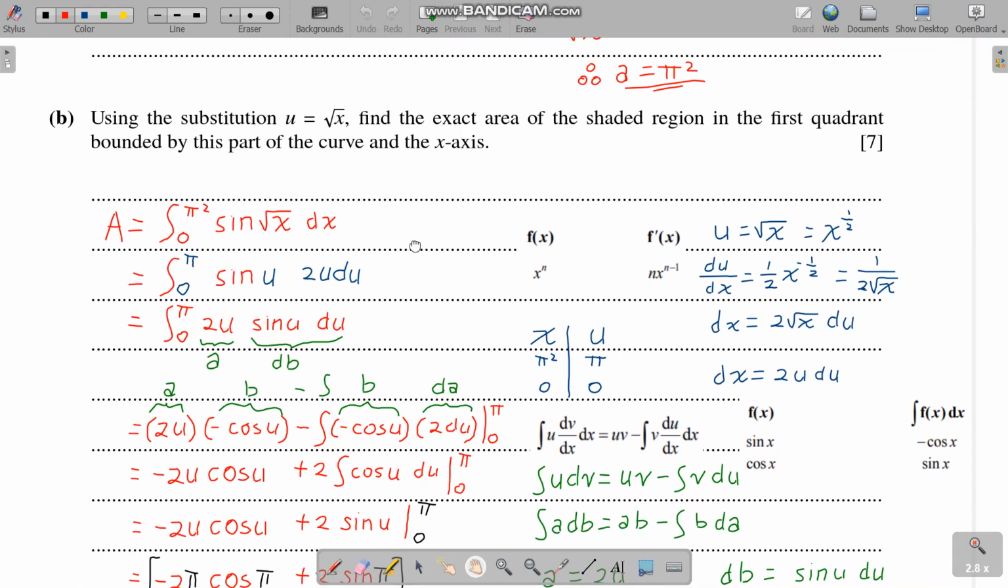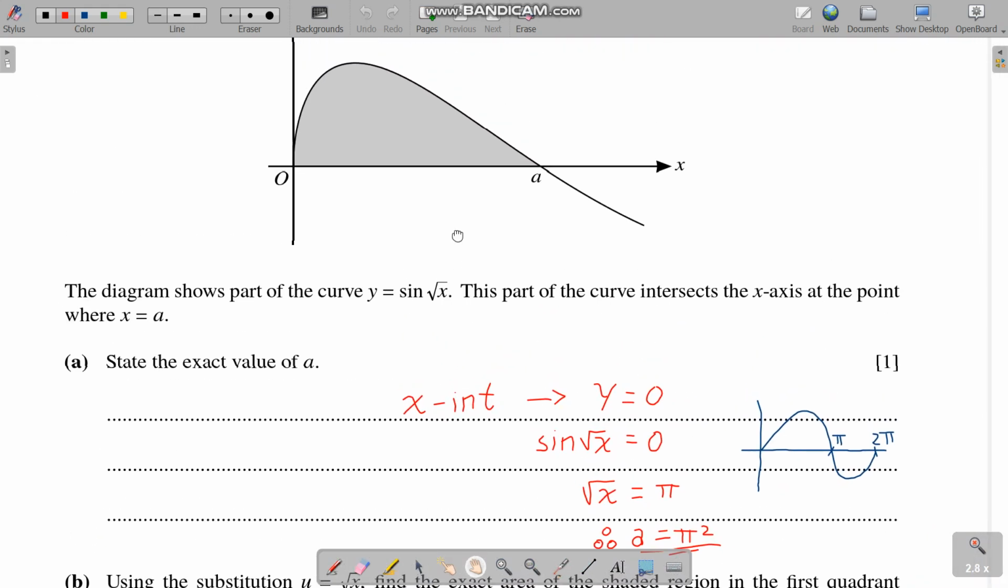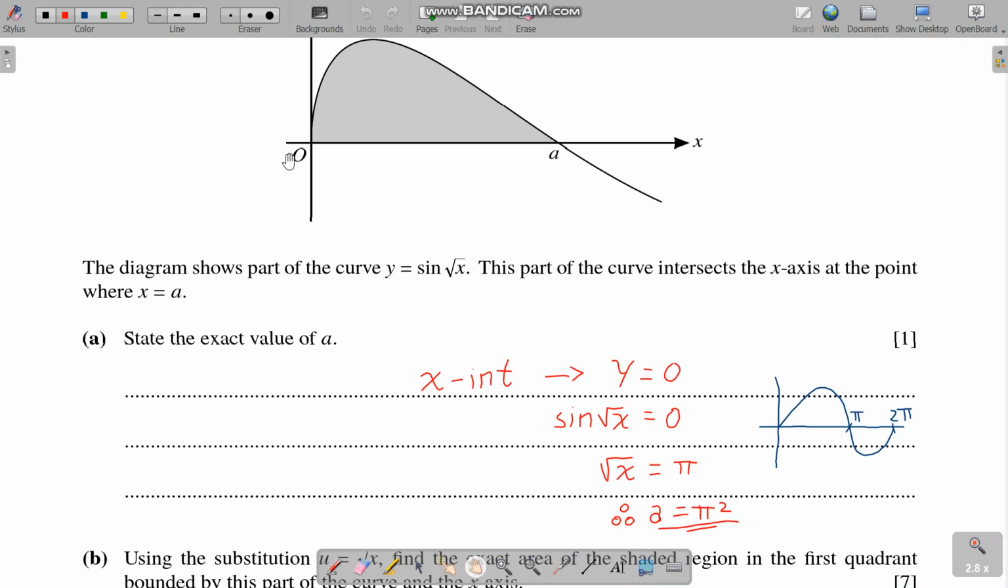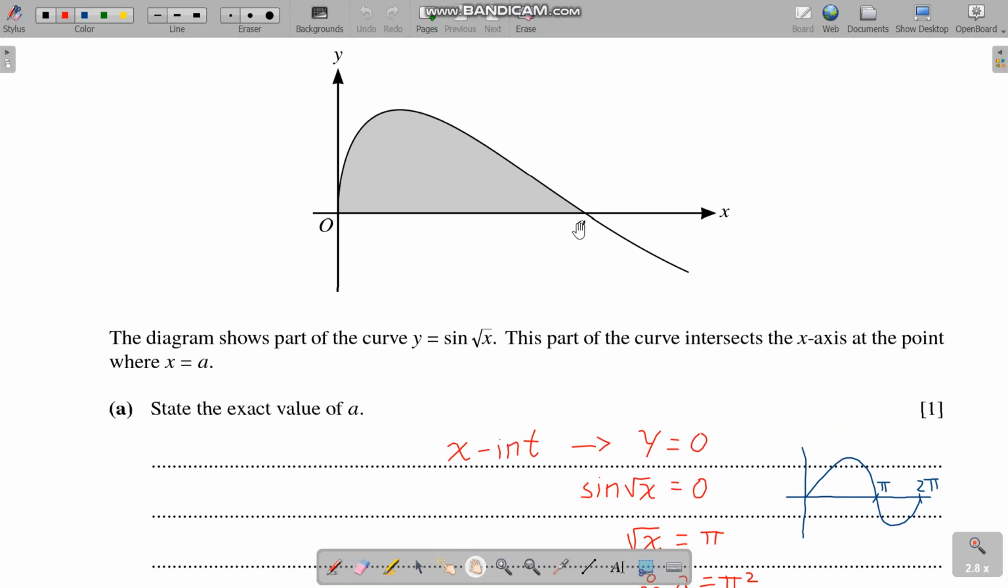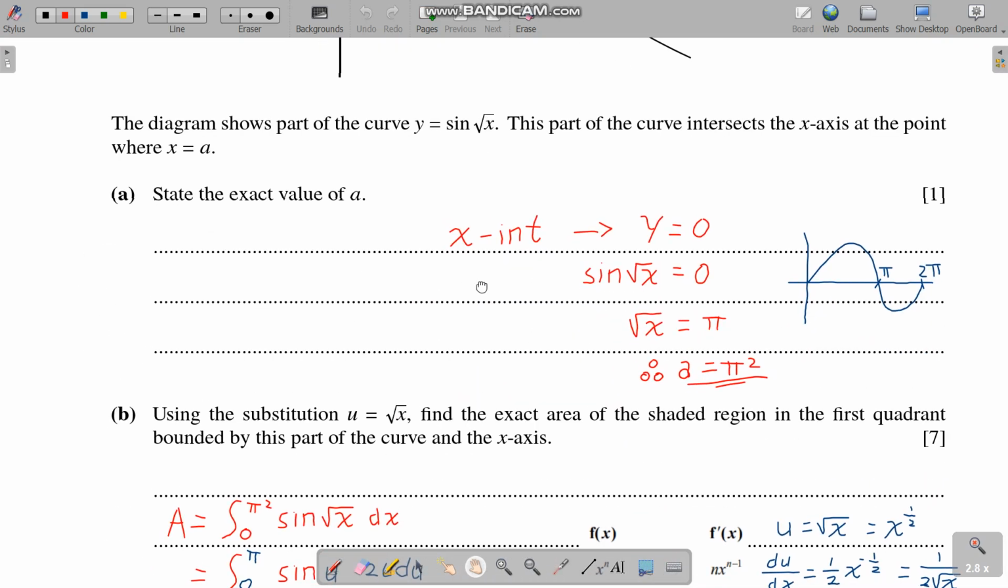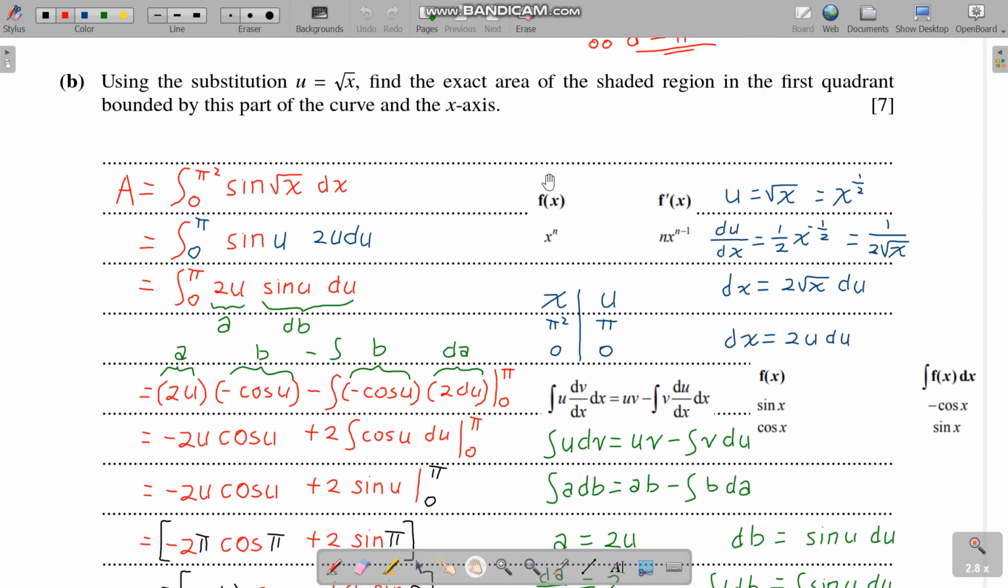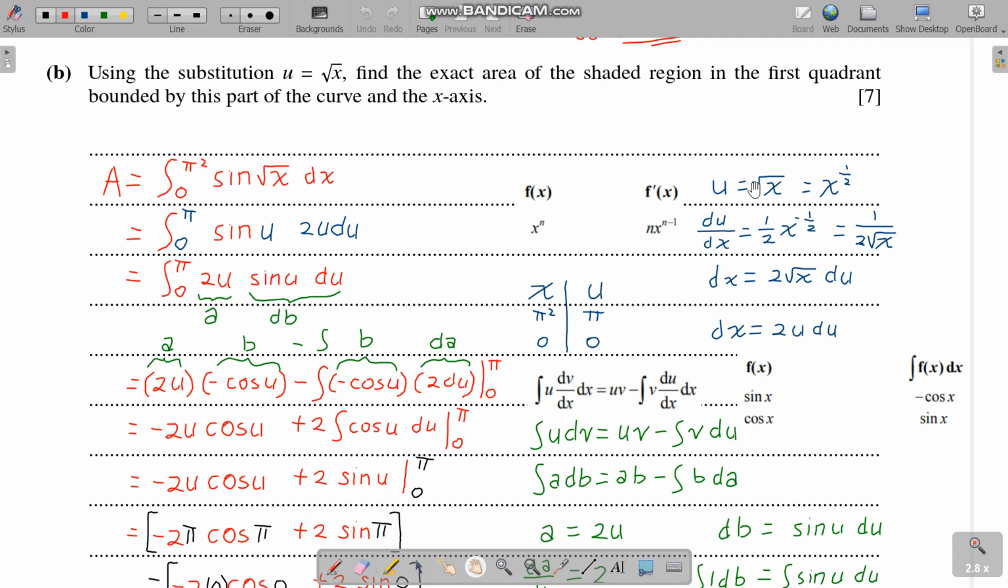To find the area, if you look at the shaded part, the limits of integration should be from 0 to a. We already know a is pi squared, so the integral from 0 to pi squared of the function dx. So this is what we need to integrate. Now using the substitution, u equals root x.